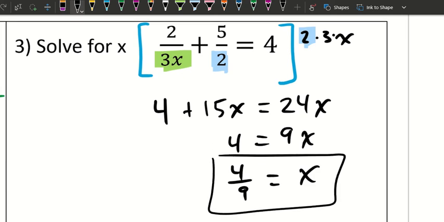There we go. And of course, if you do not know how to check this on your calculator, please talk to me. I'm happy to show you how. But you can easily enter 2 divided by 3 times 4/9 properly in your calculator, plus 5/2 and see that it does give you indeed the number 4.